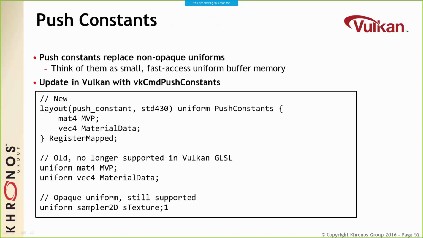So push constants, as I mentioned, they replace the non-opaque uniforms that I mentioned have been removed from Vulkan GLSL. And they are very, very fast. This is a really fast memory that the driver has access to, the hardware has access to. So you want to put in there something that you want to be accessed very quickly. And you update them from the driver using the vkCmdPushConstants command. And here's an example of using them within your shader. So these are really, really quick, and are a really quick replacement for the non-opaque uniforms.